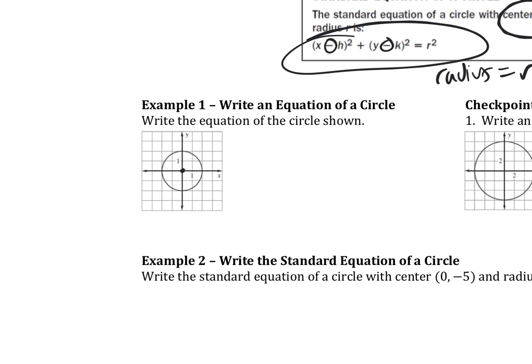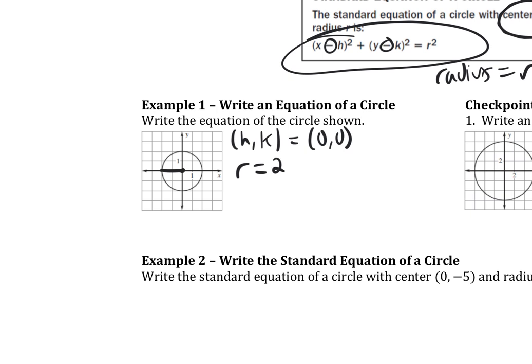Circle center is going to be our (h, k). It's going to equal (0, 0). That's the center. The radius of the circle is from the center, is that all the way across or halfway across? That's halfway across. So if we go from the center to the edge, that's going to be 2 boxes. So the radius is going to be 2.